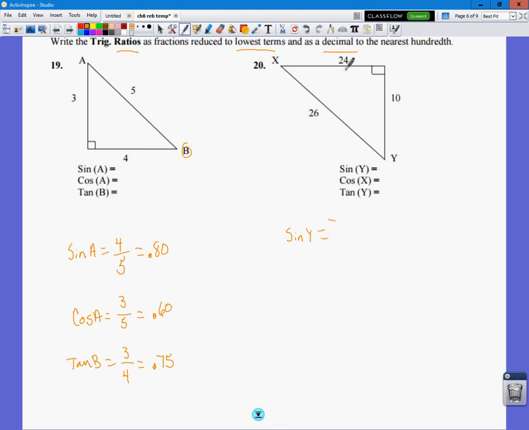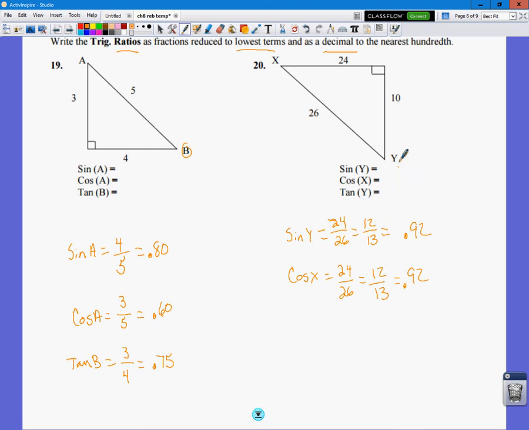The sine of y, opposite over hypotenuse. 24 over 26. As a simplified fraction, they're both divisible by 2, 12 over 13. 12 divided by 13 is 0.92. Cosine of x. Notice we changed where we're at. Cosine means adjacent. Adjacent is 24 over the hypotenuse, which is still 26. Oh, the cosine of x and the sine of y are exactly the same. 12 over 13, which is 0.92.